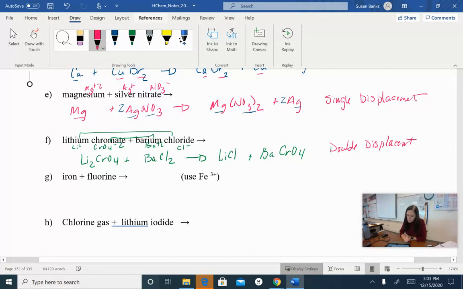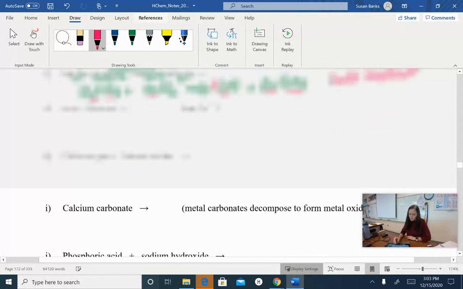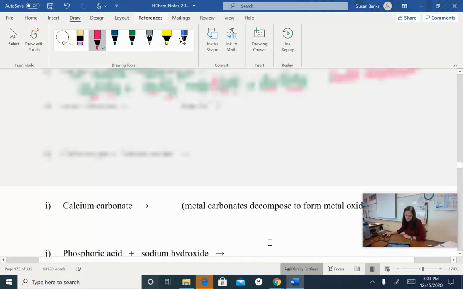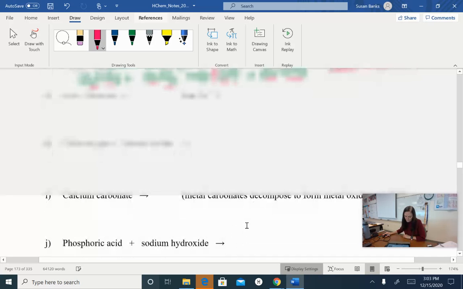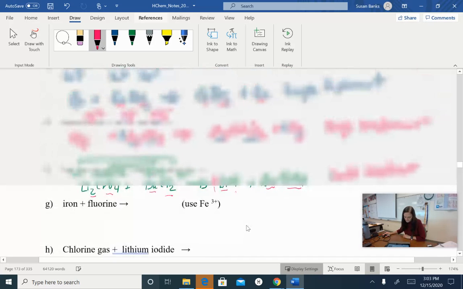Okay, so let's balance this. 2 lithiums, 1 lithium. So I need to double that up. 1 chromate group, 1 chromate group. 1 barium, 1 barium. 2 chlorines, 2 times 1 is 2 chlorines. All right, iron fluoride. We're going to use iron +3 here. If it will let me do this. So iron +3, what did this just do?